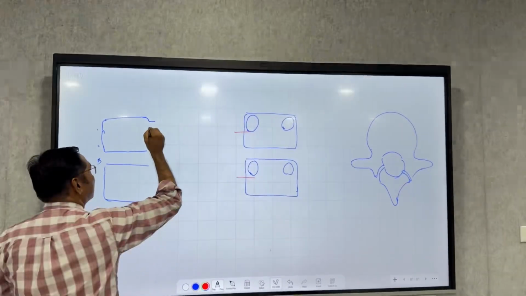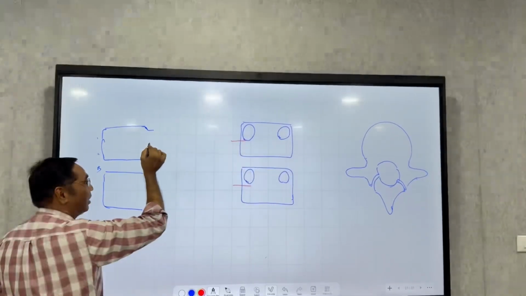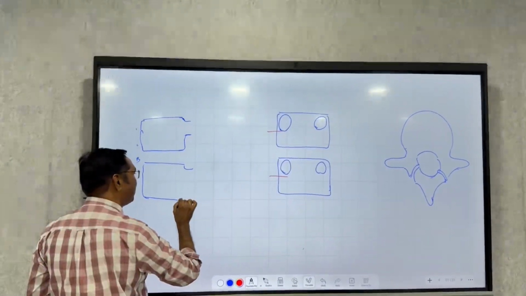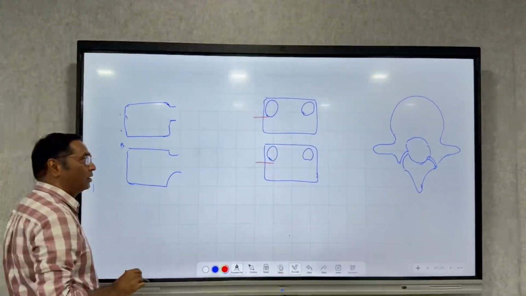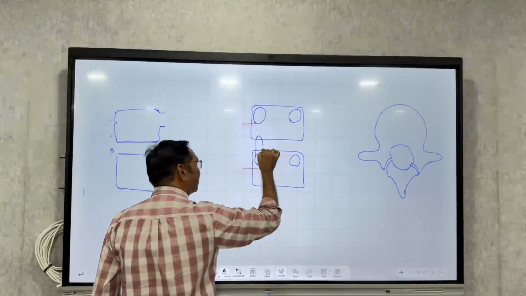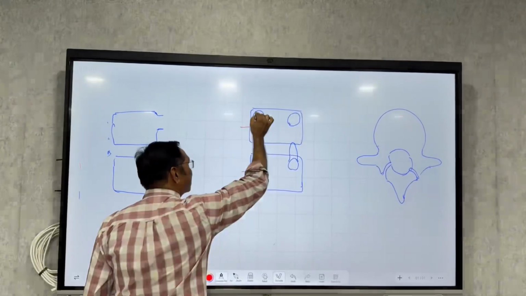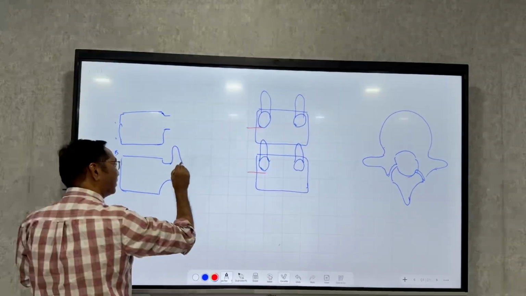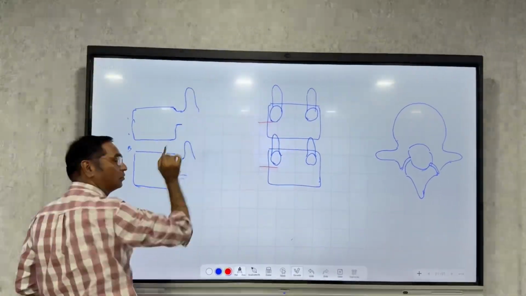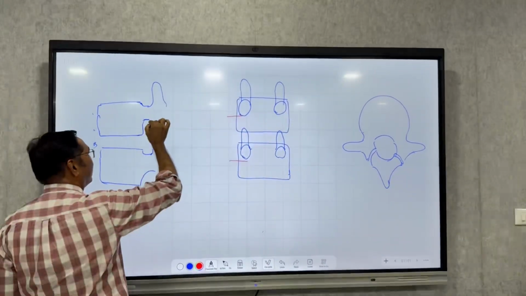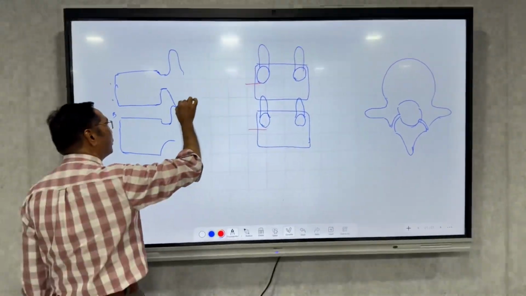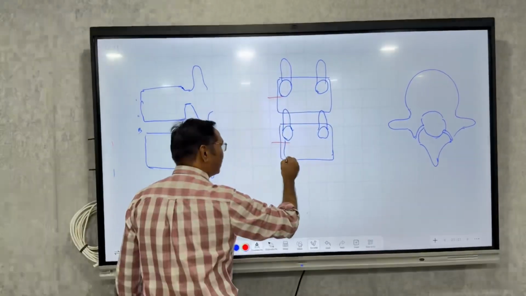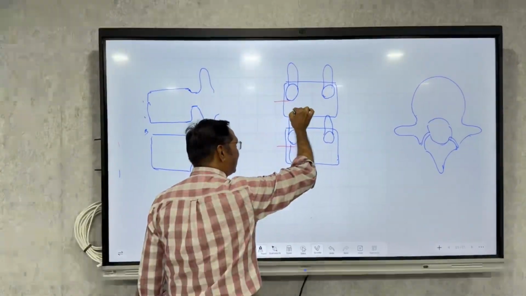So if you want to draw this at the pedicle line, just about 2 millimeter underneath. Okay. This is your pedicle. Then you have the superior facet, which usually overlaps the disc. Okay. So you have the superior facet. And you have the inferior facet. So the inferior facet, it goes like this.